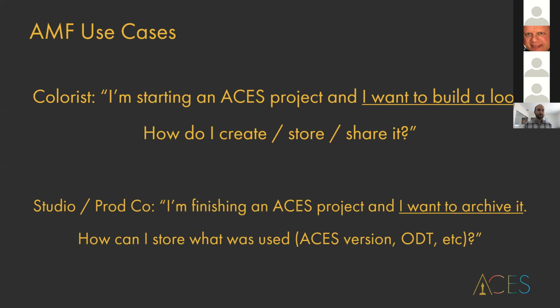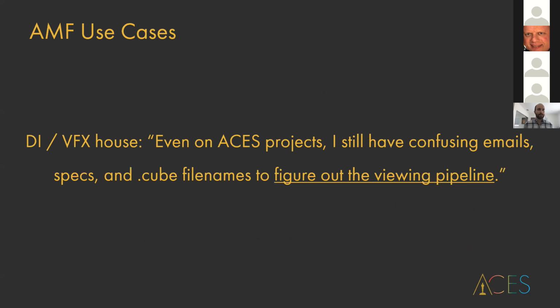Another one is a studio or a production company might say, well, I'm finishing an ACES project and I want to archive it. How do I store what was actually used? And things like ACES version, output transforms, those are really important components to be able to archive along with the images in order to be able to pull it off the shelf later. And my favorite one, even on ACES projects, I still have these confusing emails, specs, and crazy .cube file names to figure out the color pipeline.